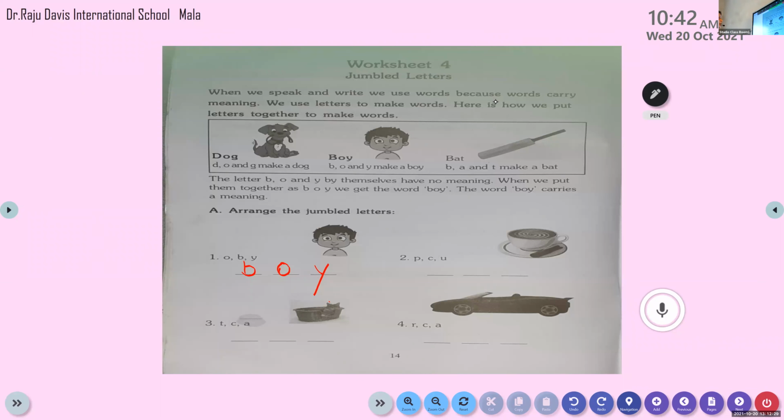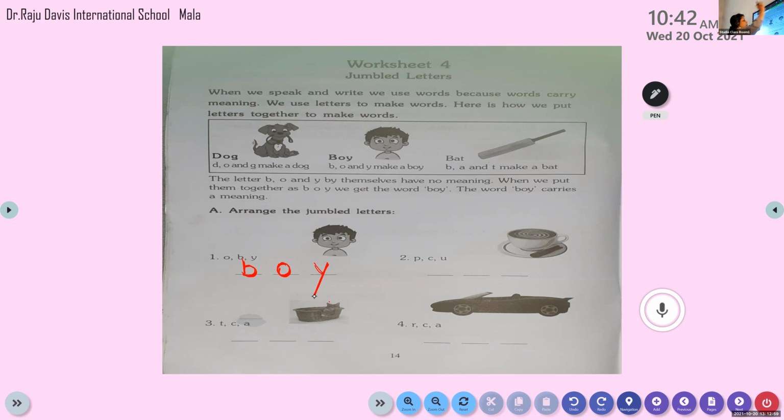Okay, so the first word we have here in this picture is a picture of a boy. It is given in jumbled order. So we have the jumbled letters of the word boy here. What we have to do is arrange it in the proper order so as to give a meaningful word. The correct spelling of the word boy is B-O-Y. Please write the answers into your workbook.